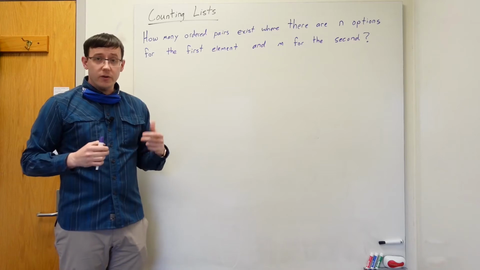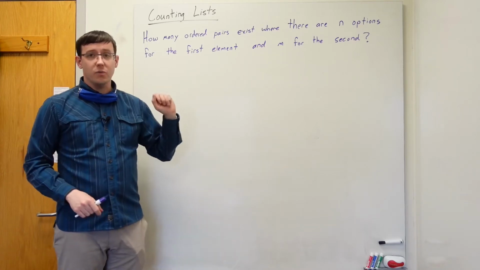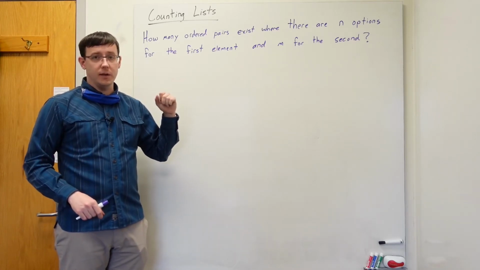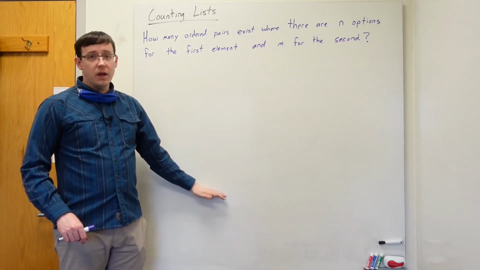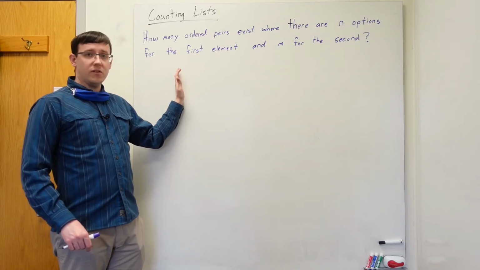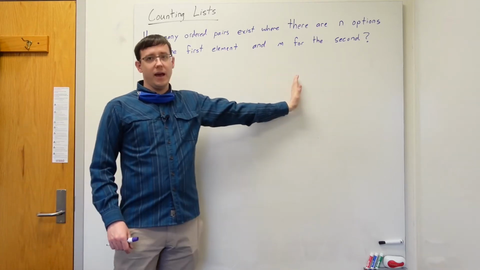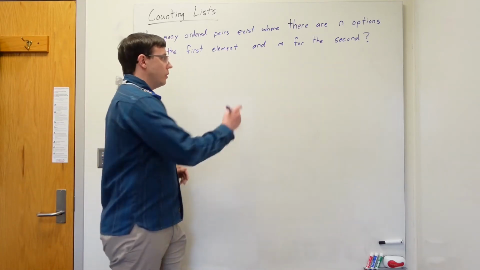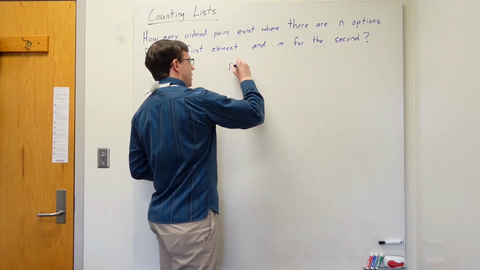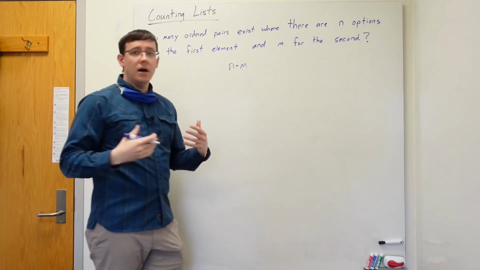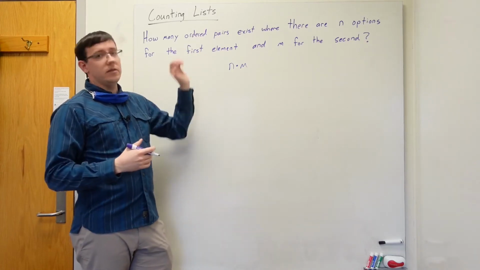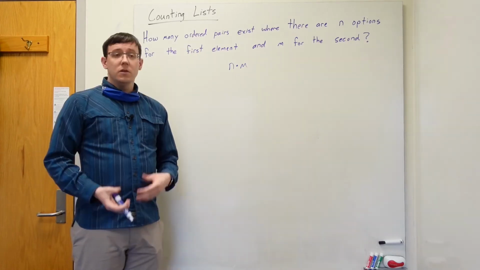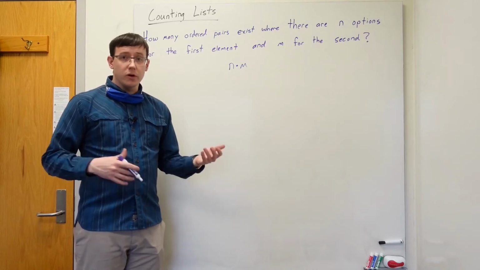So if we generalize this to ordered pairs with n options for the first element, then our grid would have n rows. And if we have m options for the second element, then we would have m columns. And so we would have n times m possible ordered pairs with these constraints. So this is great for counting ordered pairs.